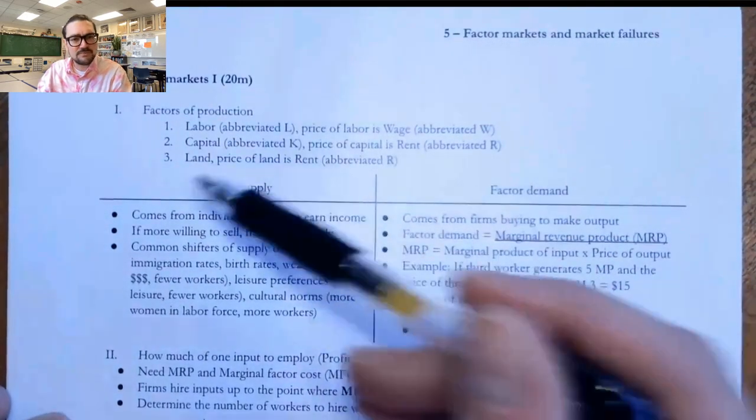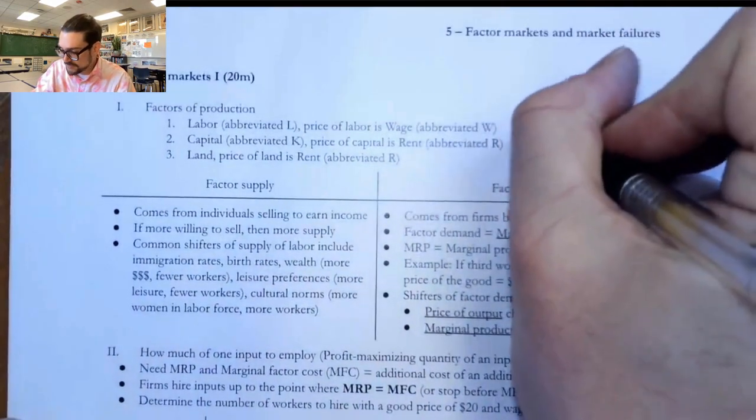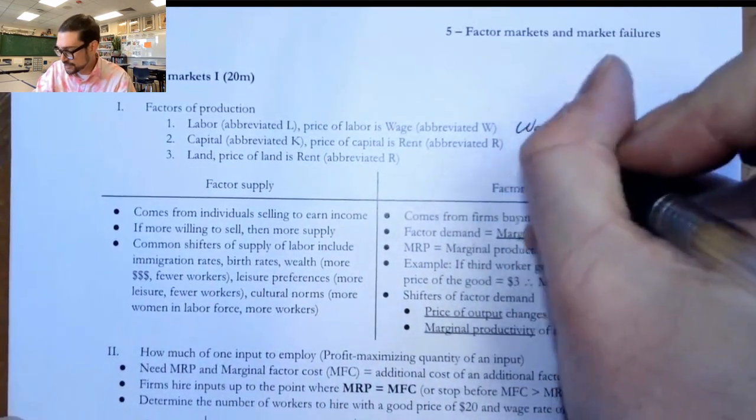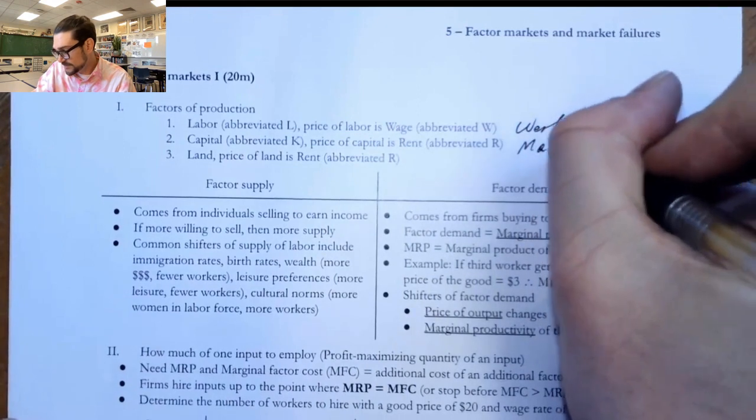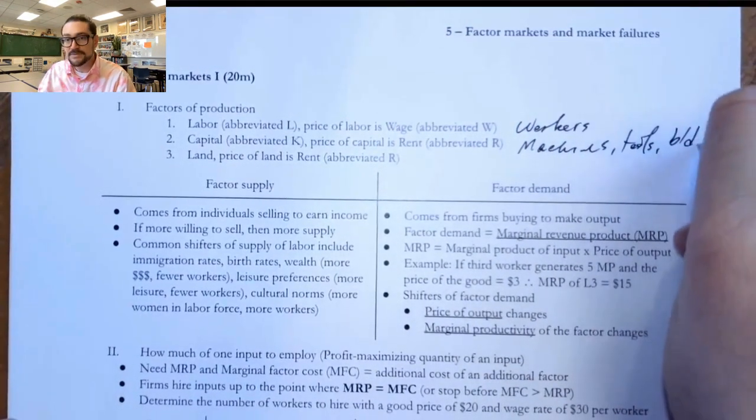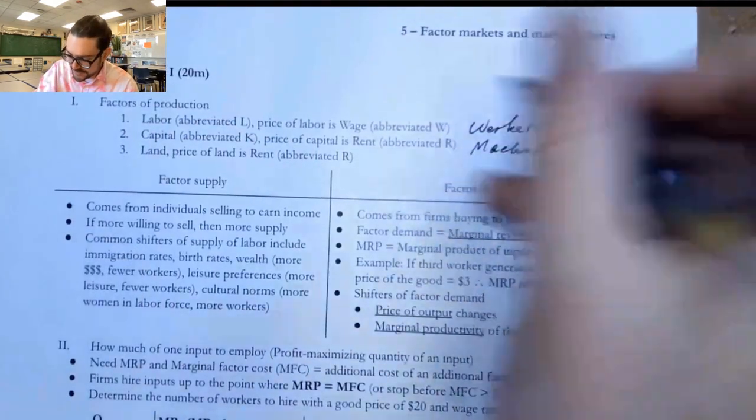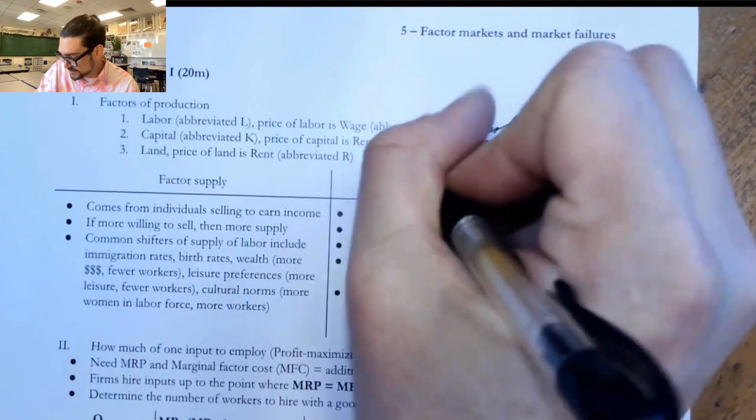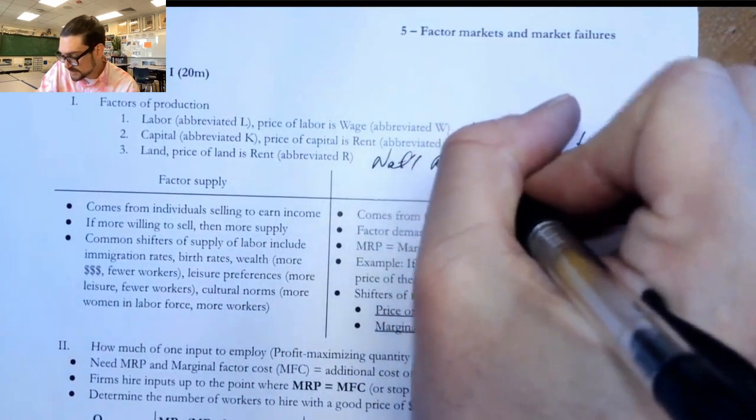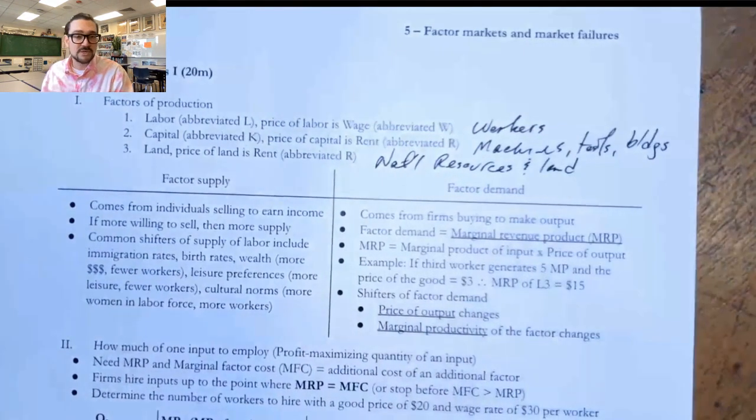And just as a quick review of what those do, labor is obviously the workers, right? And then you have the capital, meaning the machines, the tools, and the buildings that are needed to produce objects. And then you have the land, which are the natural resources, and literally the land upon which you construct, say, a factory or a store or something along those lines.